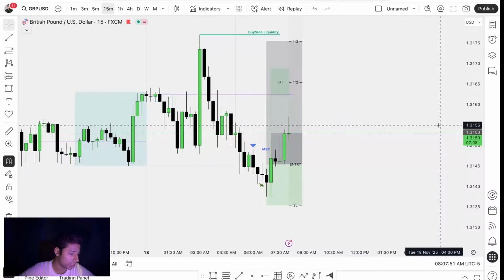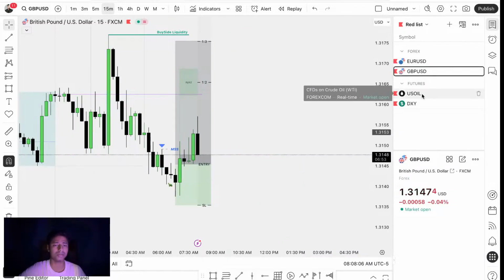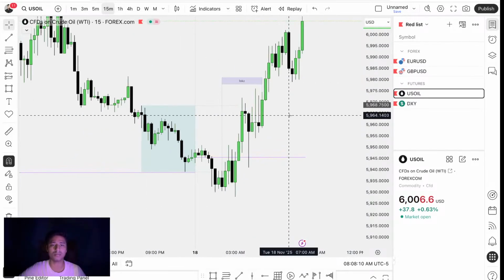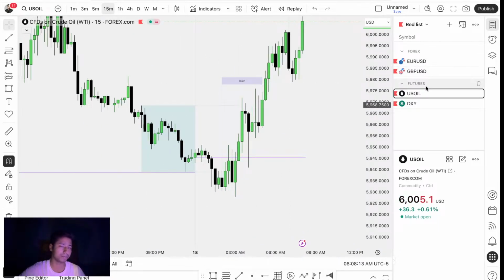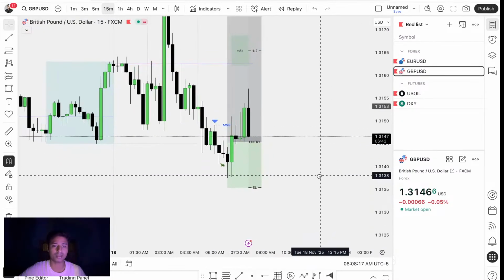I trade only EURUSD and GBPUSD, no other pairs. I used to trade gold before, then I switched to EURUSD and GBPUSD. But I'm currently watching US oil too, because sometimes I really want to see some moves when Forex is choppy. So it's coming back.